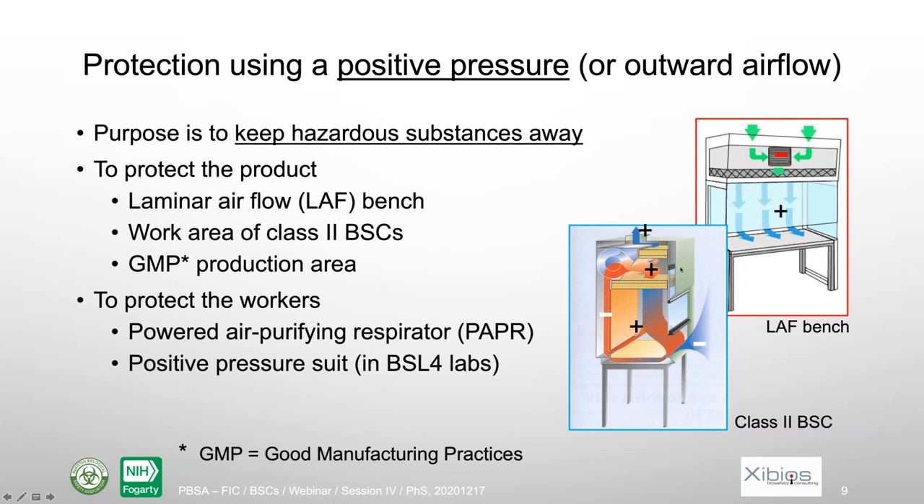It's a little bit more complicated with a class two biosafety cabinet, but it's the same principle. You suck the air, so this is a negative pressure. It goes under the table, behind the workspace, and then you blow, you push the air on the working space, positive pressure, and also to the outside, positive pressure. It's also true for some rooms. If you have to produce some pharmaceuticals, for instance, then you will work in positive pressure in order not to contaminate the product. We can also use a positive pressure to protect the worker.